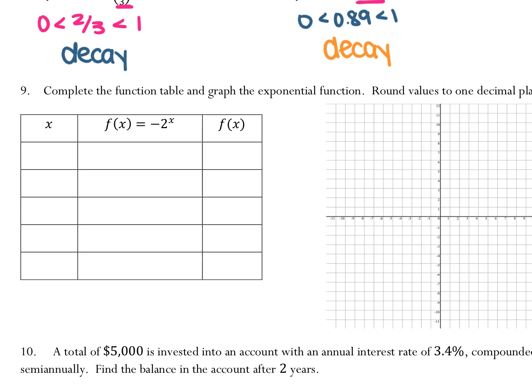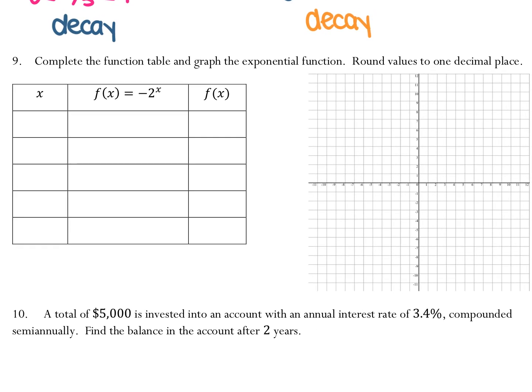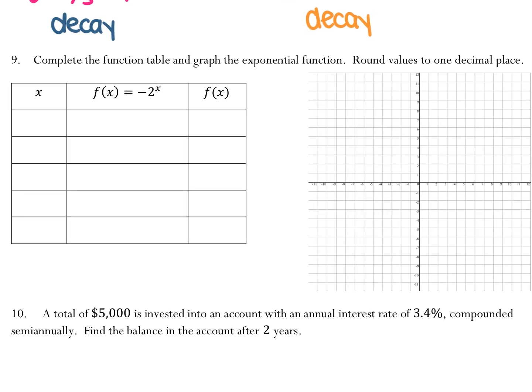Your next part goes over completing the function table and graphing the exponential function. You're rounding your values to 1 decimal place with these. For this function table, it does not give you values for x. However, on your quiz, you will be given values for x. Okay, so for this one, we're going to use values of negative 2, negative 1, 0, 1, and 2.